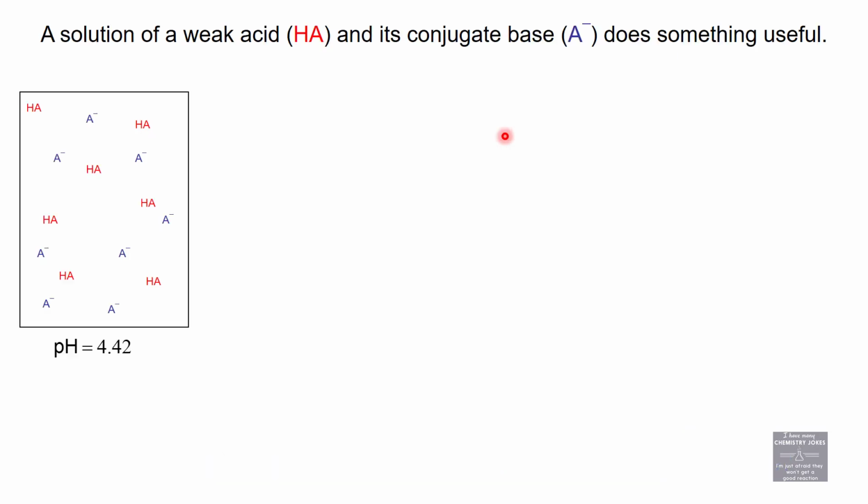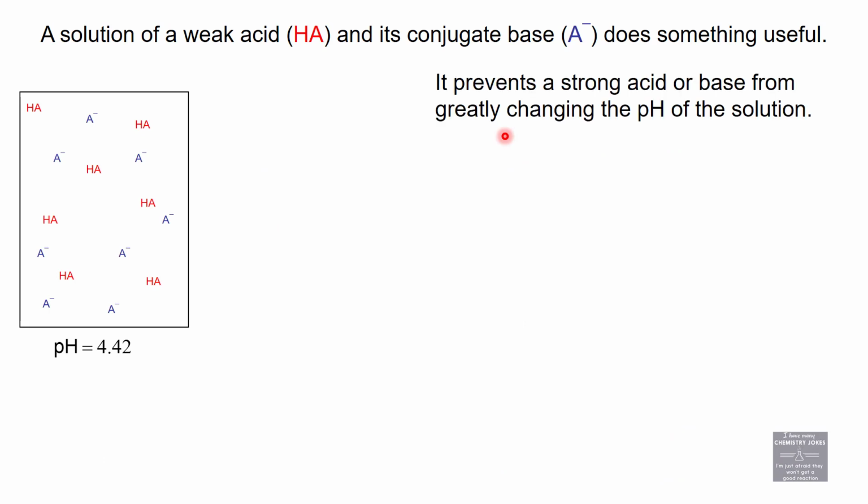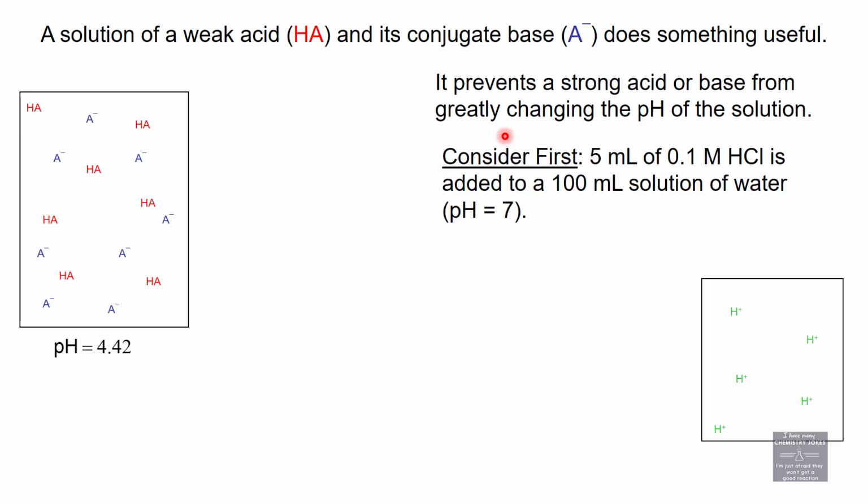Okay, a solution of weak acid and conjugate base does something useful. It acts as a buffer solution, which means it prevents strong acid or base from changing the pH of the solution dramatically. If we imagine adding 5 milliliters of strong acid, HCl is a strong acid, right? 5 milliliters of strong acid to plain water. What's the pH after you've added 5 milliliters of 0.1 molar HCl to water?